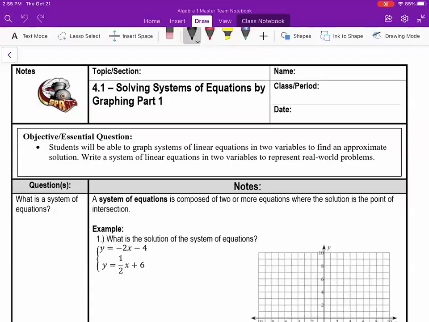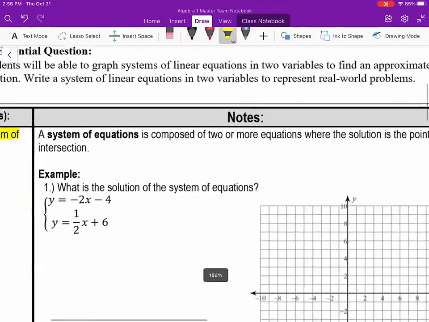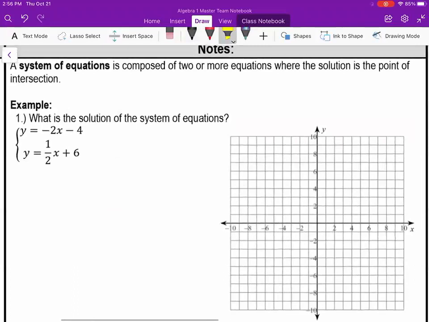All right, today we're going to go over 4.1, solving systems of equations by graphing. This is part one. The essential question is, what is a system of equations? Basically, to simplify it as much as possible, a system of equations is composed of two or more equations. So instead of having just one equation, you're going to have two.